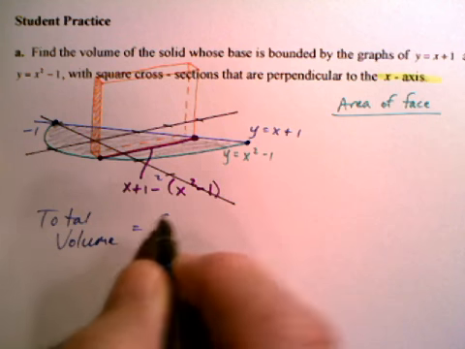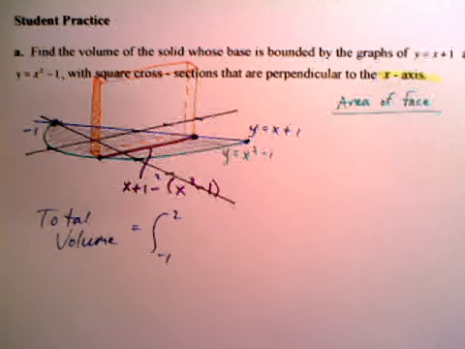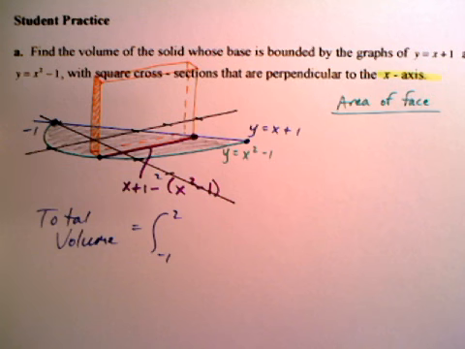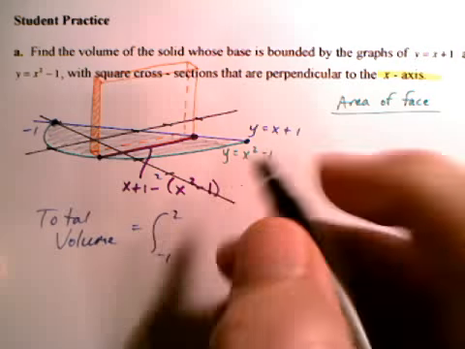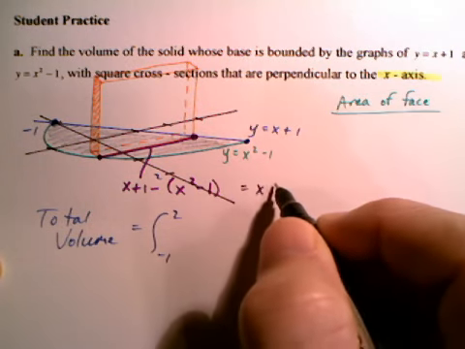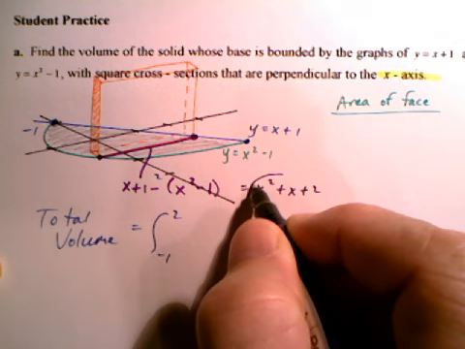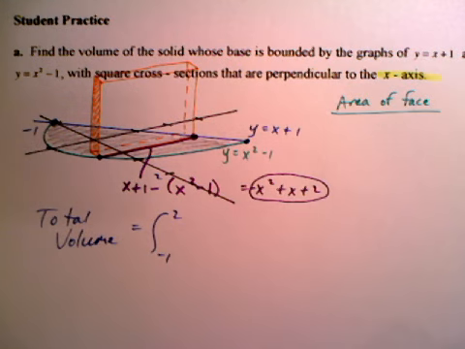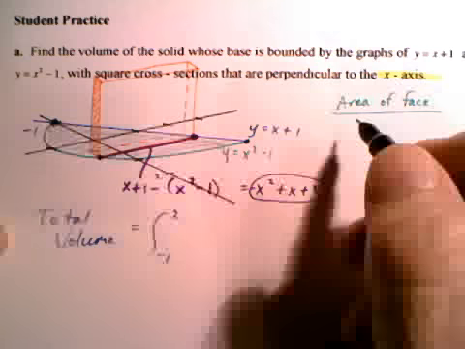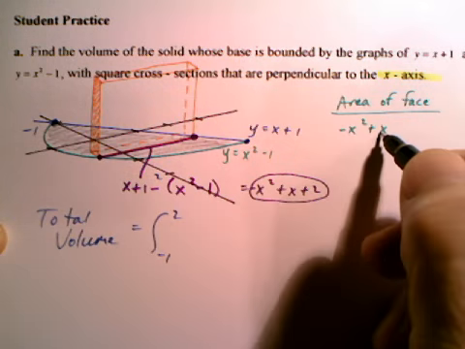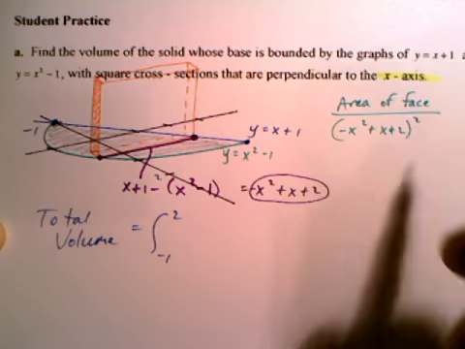and the total volume will be the integral from -1 to 2, and we need the area of one face, and we know the cross sections are squares. We know what the base is, and the base has a length of x. Let's just write it in order. -x squared plus x plus 2. So that right there is the length of the base, and the area then of one face would be, since they're square faces, (-x squared plus x plus 2) squared.